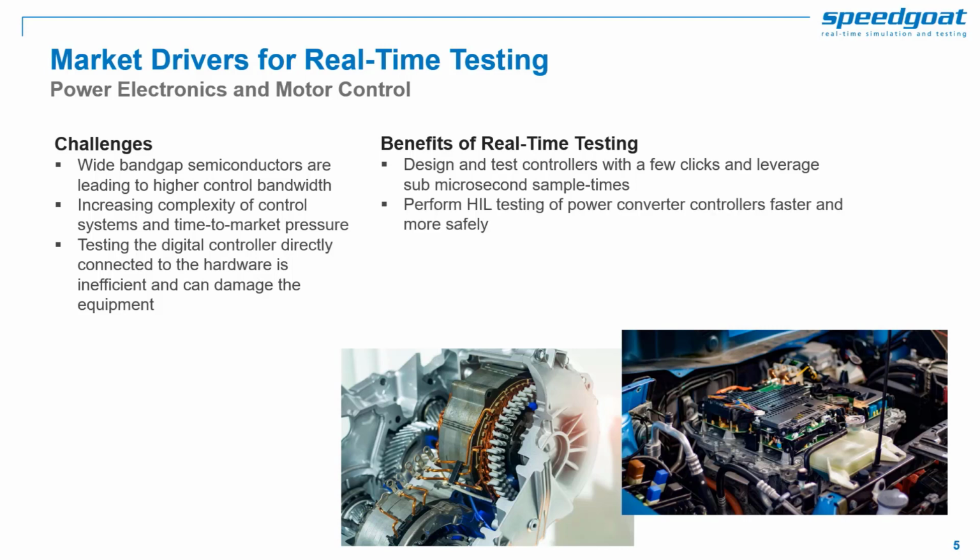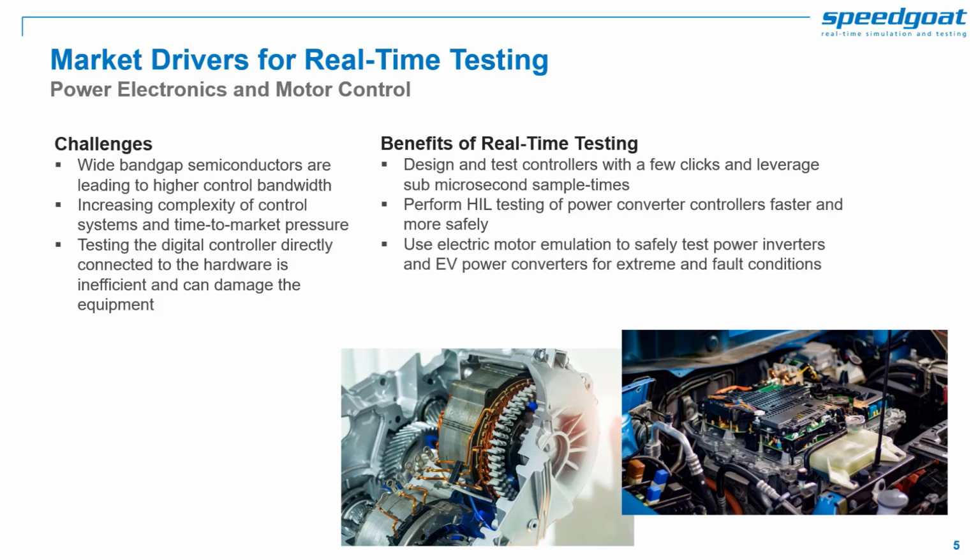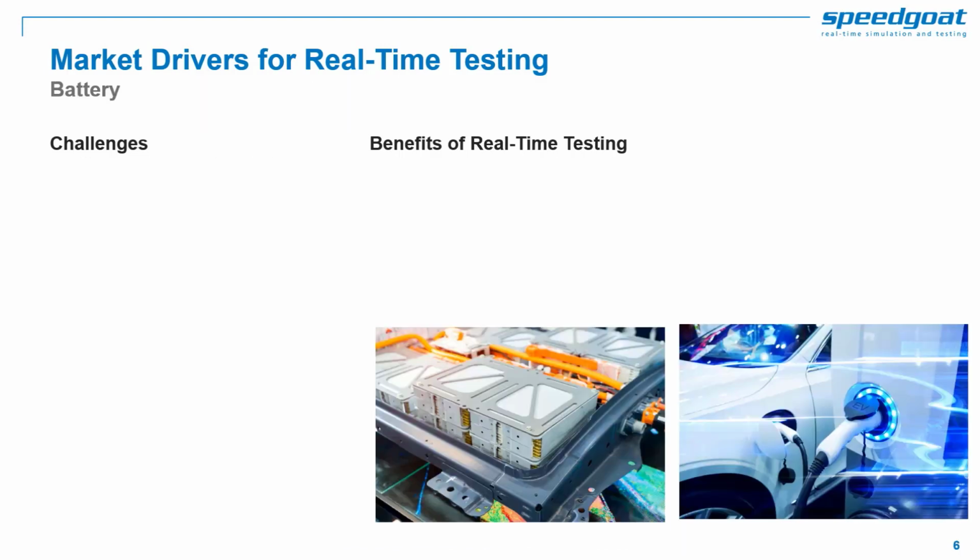You can perform HIL testing of power converter controllers faster and more safely, all while ensuring all functional safety and certification requirements. You can use electric motor emulation to safely test power inverters and electric vehicle power converters for extreme and fault conditions. On the other hand, battery modules require fault detection, cell balancing, and state of charge estimation algorithms.